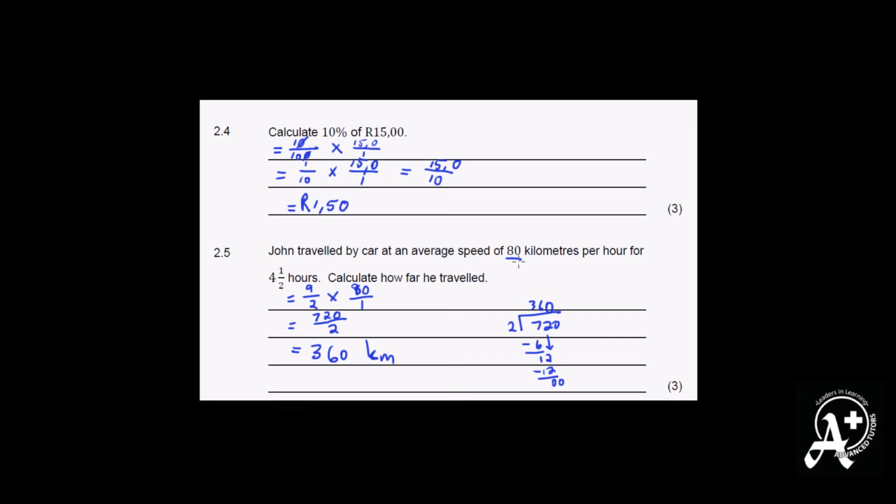So John traveled at 80 kilometers per hour for 4.5 hours. Calculate how far he traveled. He traveled 360 kilometers.